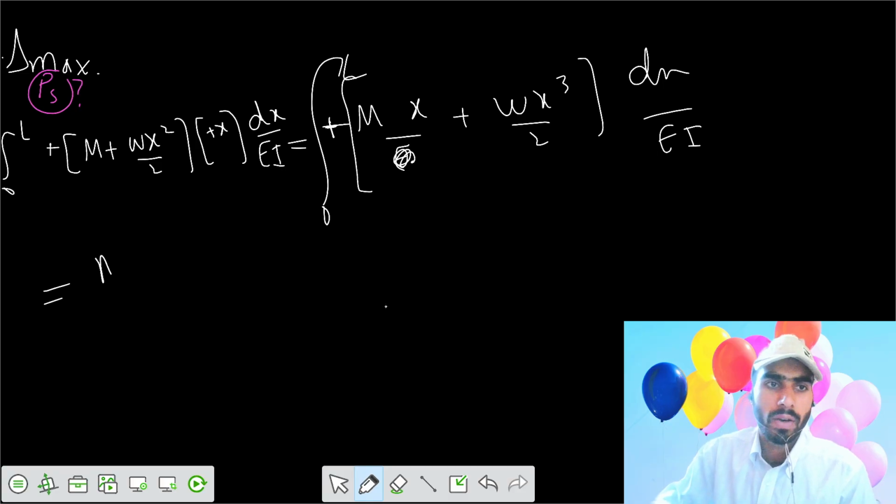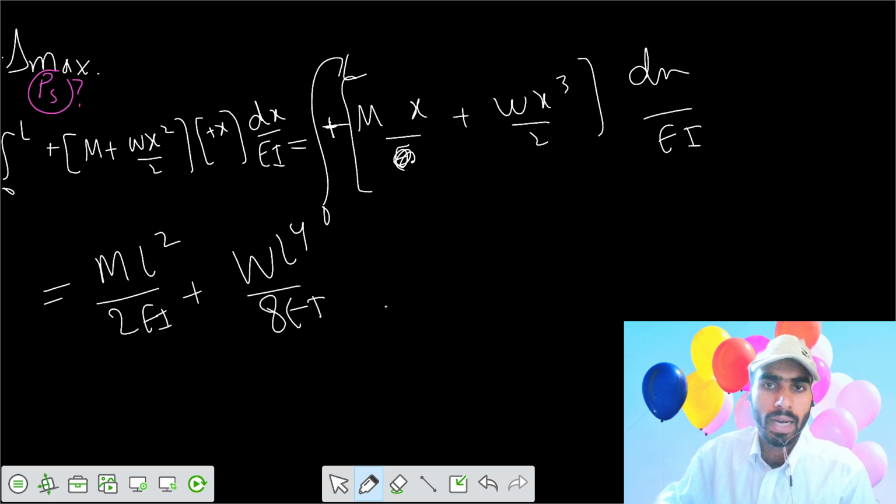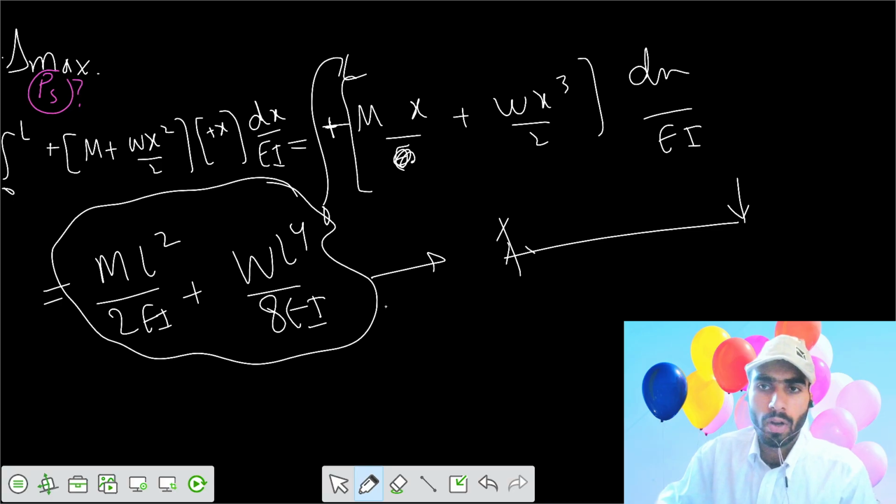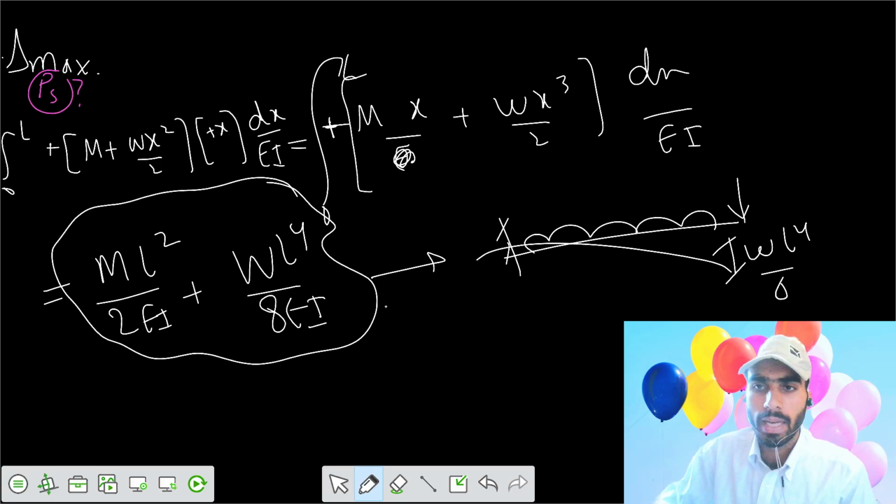So we can write ml square by 2EI plus wl to the power 4 by 8EI. So this is the general standard result. We already know that if you had a UDL, then the maximum deflection is wl power 4 by 8EI, and because of the concentrated moment, it's ml square by 2EI.